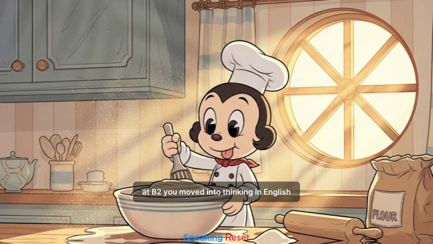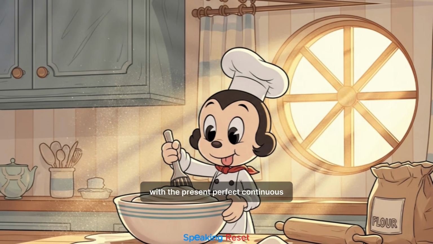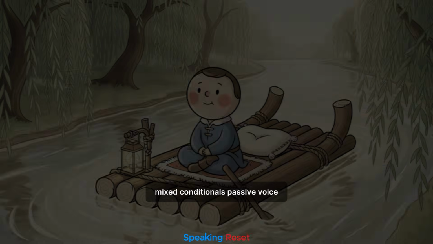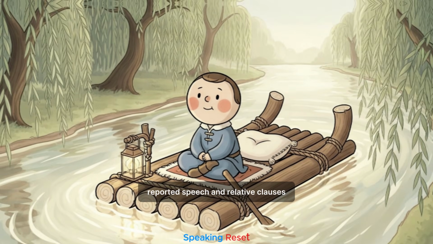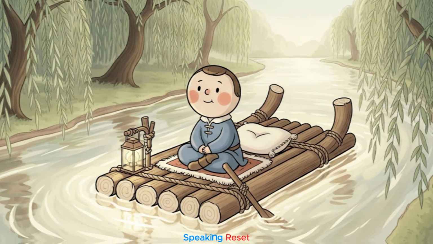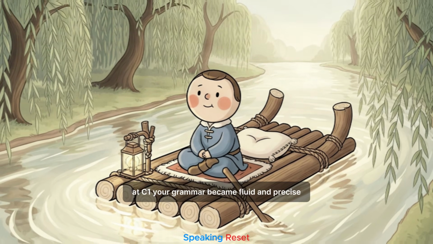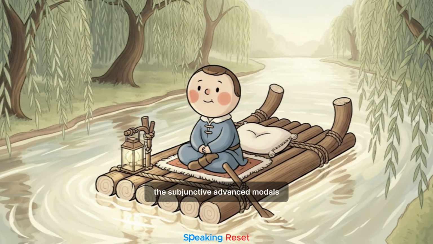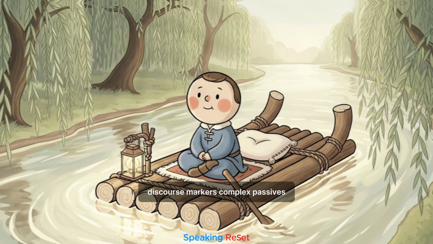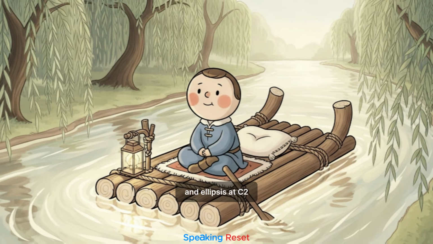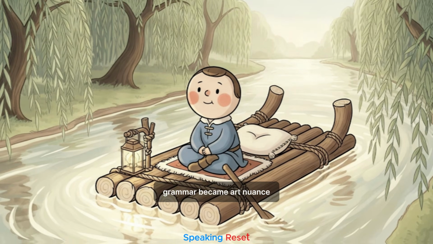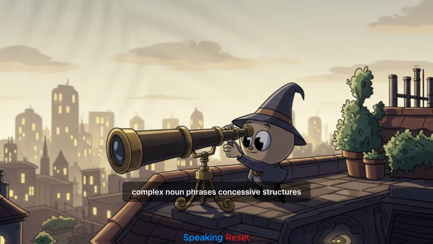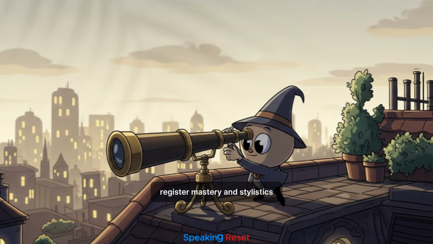At B2, you moved into thinking in English with the present perfect continuous, the past perfect, second and third conditionals, mixed conditionals, passive voice, reported speech, and relative clauses. At C1, your grammar became fluid and precise, with inversion, cleft sentences, the subjunctive, advanced modals, discourse markers, complex passives, and ellipsis. At C2, grammar became art.